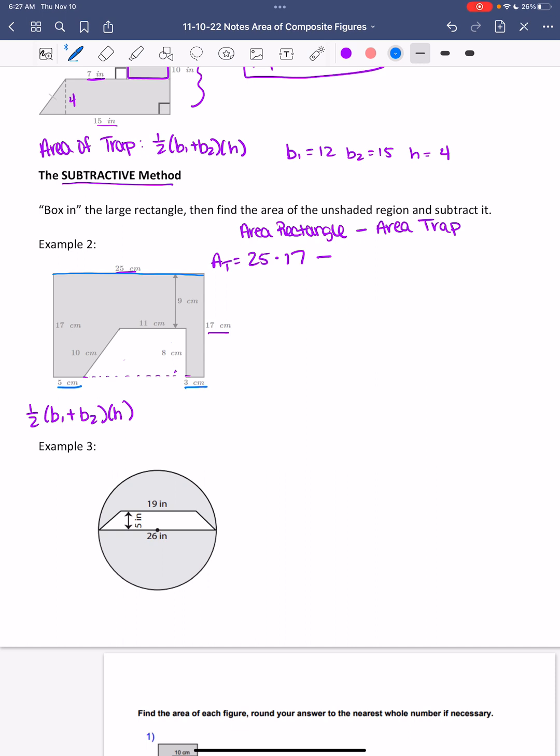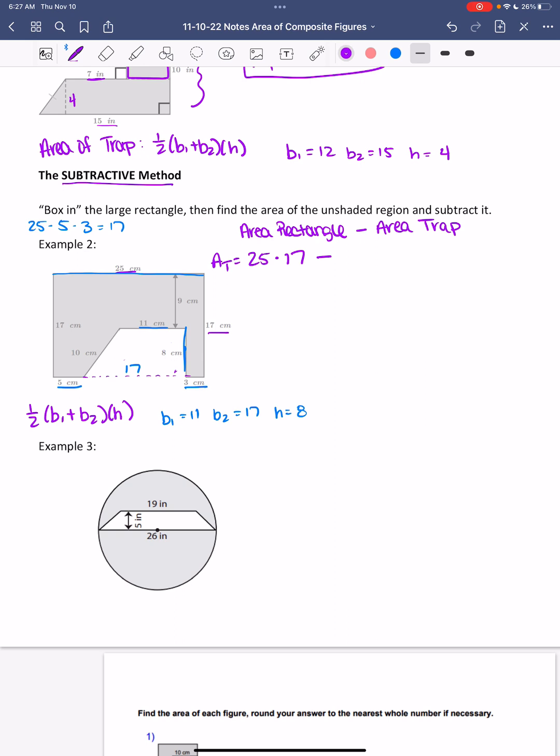Whenever we do 25 minus 5 minus 3, that's actually going to give us the 17, and that's going to be this right here. And then our other base is going to be right here, and then our height is going to be right here. So our base 1 is 11, base 2 is 17, and our height is going to equal 8.